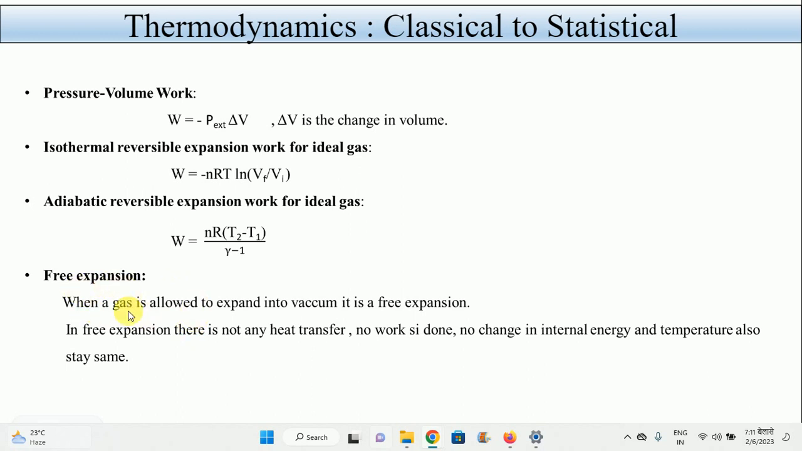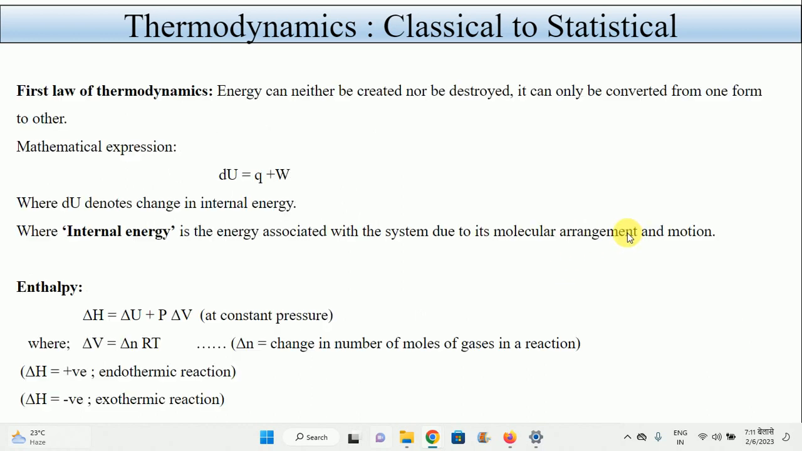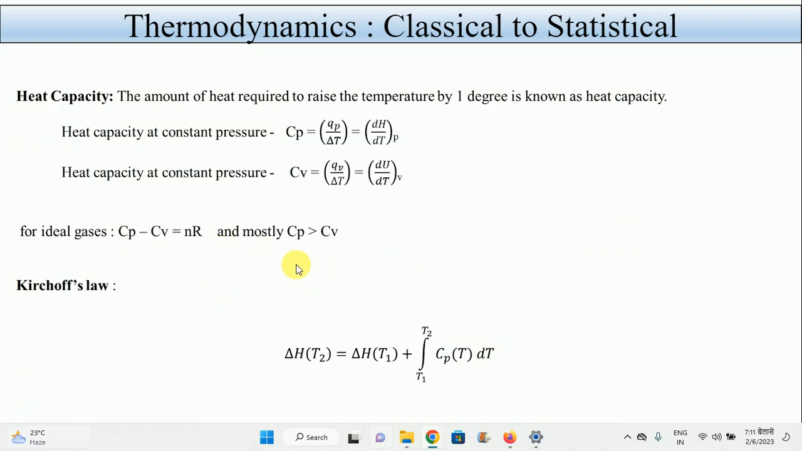Free expansion. When a gas is allowed to expand into vacuum, it is a free expansion. In free expansion, there is no heat evolved, no work done, no change in internal energy, and no temperature change. That will help in some questions as well.